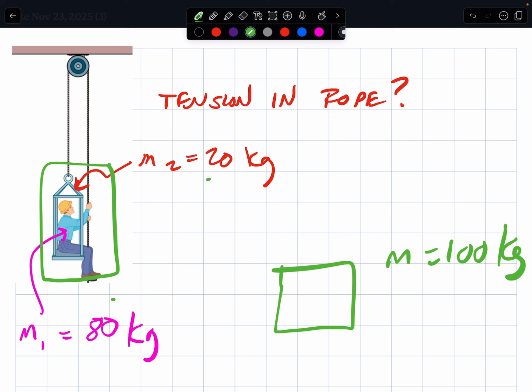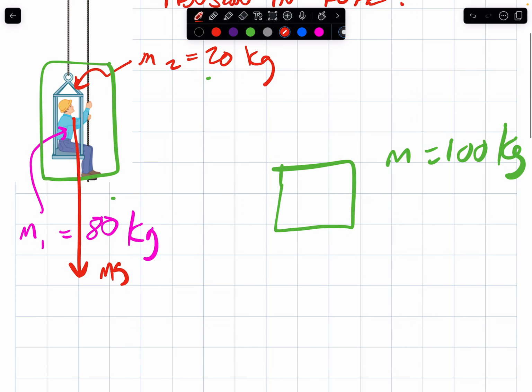Okay, and then look at the picture, right? There's a downward force of gravity acting on them. And because I've lumped these two guys together, that downward force, it's mg. And so the total mass is 100, and g is 10. So 100 times 10 is 1,000 newtons.